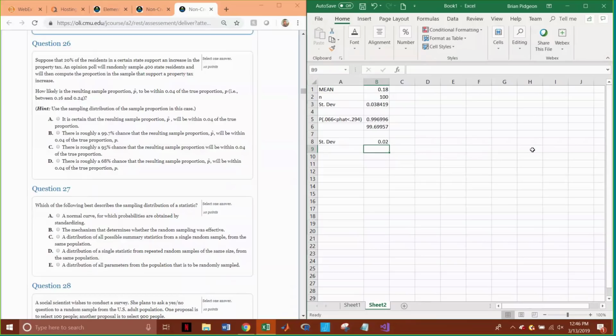Now, we're looking to see how likely it is to be within 0.04. Our standard deviation is 0.02, so 2 times 0.02 is 0.04. Therefore, it's just asking us what percentage of our data is within 2 standard deviations of the mean, because 0.04 is 2 times 0.02. The standard deviation rule tells you that's about a 95% chance.